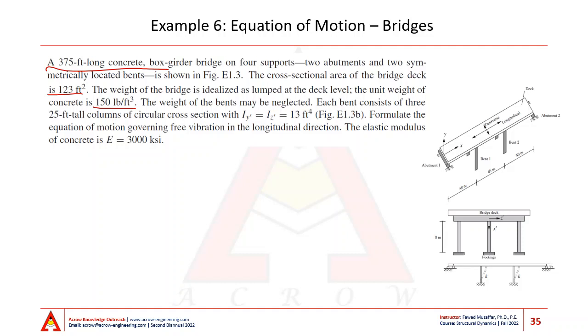Each bend consists of 25 feet tall circular columns, and the second moment of inertia of these columns about the y prime and z prime axis is 13 feet to the fourth. The elastic modulus of concrete is 3000 ksi. We are asked to formulate the equation of motion of the system about the longitudinal axis.